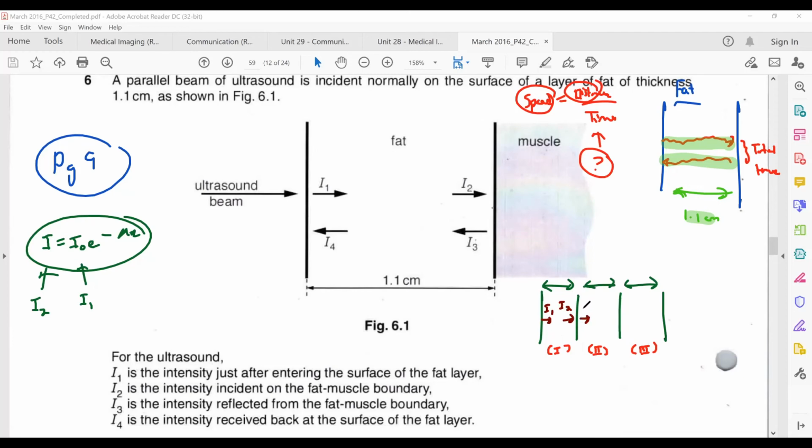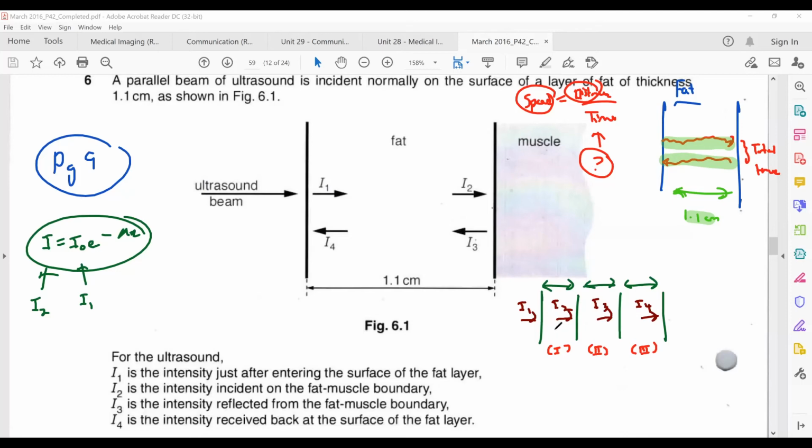And this one is, maybe I just do this. This one is I2, this one is I3, and then this one is I4. Wait, sorry. Something is inconsistent. Okay, this is a simple illustration: I1, I2, I3, I4.